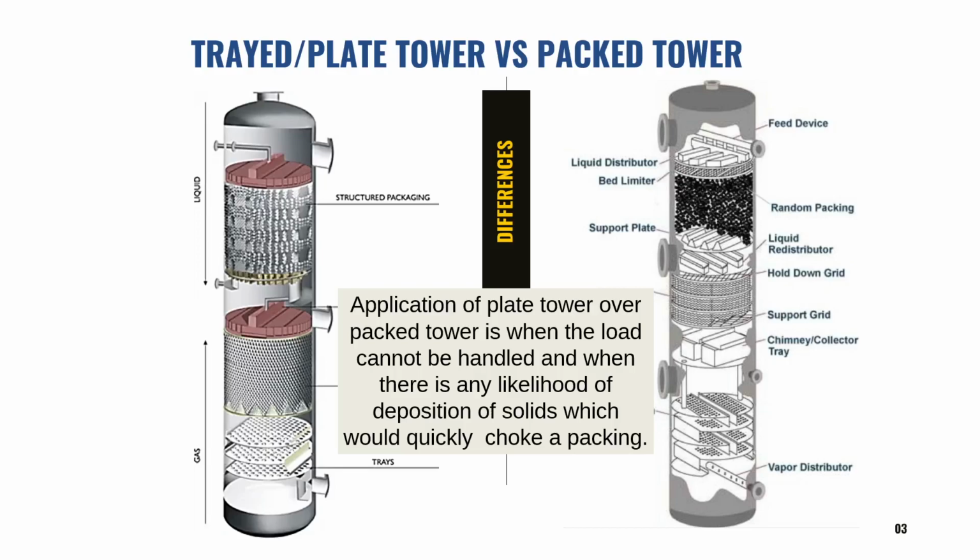A plate tower is chosen over a packed tower when the load cannot be handled by a packed tower, or if there is any likelihood of deposition of solids during the absorption process, which would quickly choke the packing materials of a packed tower. So for these cases, manufacturers will choose a plate tower over a packed tower.